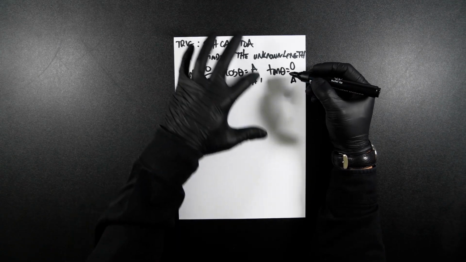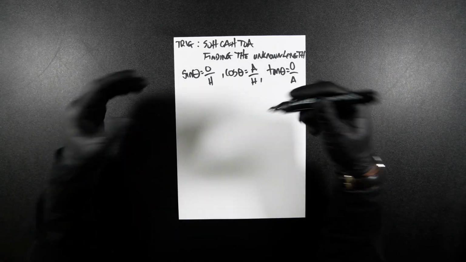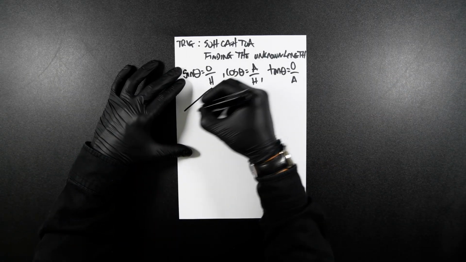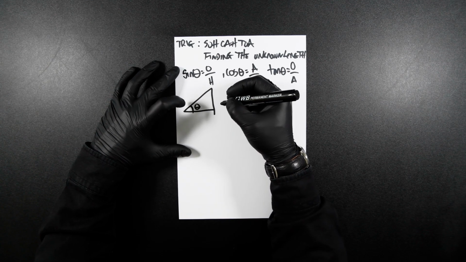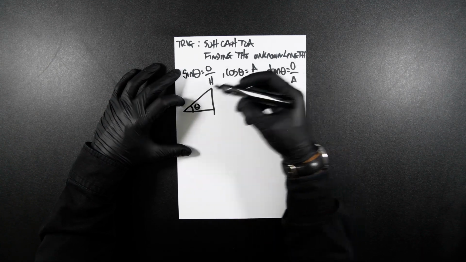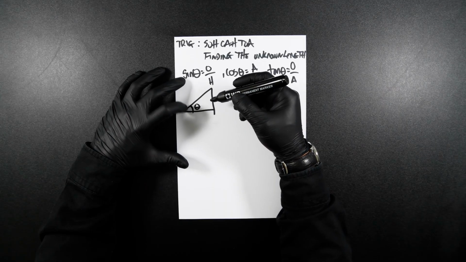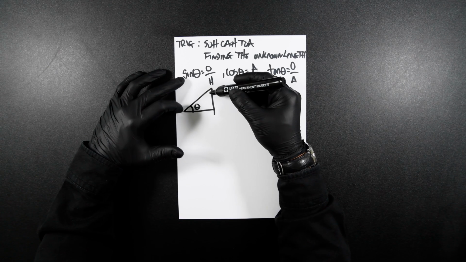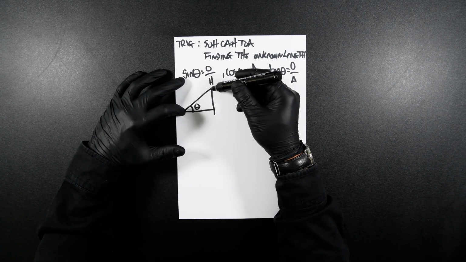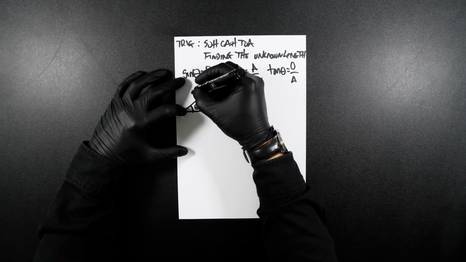SOH CAH TOA. Anyway, so you now have a triangle. There's a theta here. How do you work out what's what? I always say pick the hypotenuse or opposite first. The hypotenuse is whatever is the longest side. The longest side is always going to be this one. So that's going to be h.